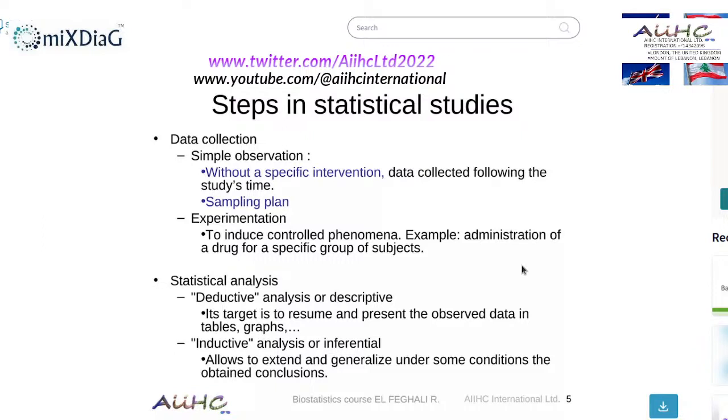So we have simple observation without a specific intervention. So data collected following the study stamp. So here a sampling plan. So a simple observation is generally used in epidemiology and the big cohorts. For example, we would like to assess the effect of a dirty politician, for example, on the citizens. So, and see the reaction of the citizens on his bad policies. For example, it's simple observation. So we'll make a sampling plan, and then we'll collect the data, in fact, to analyze it.